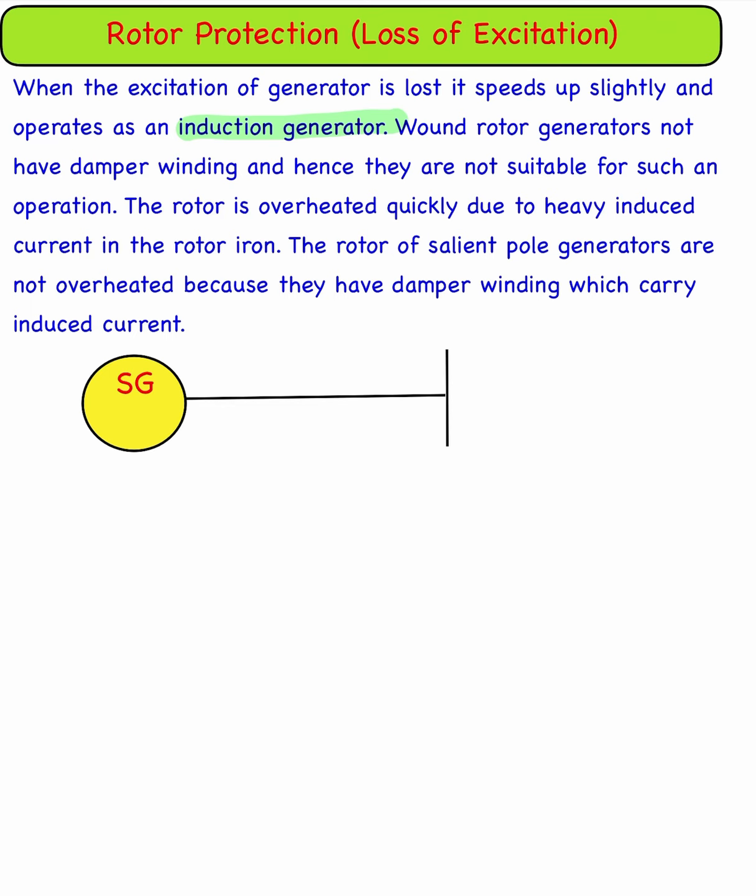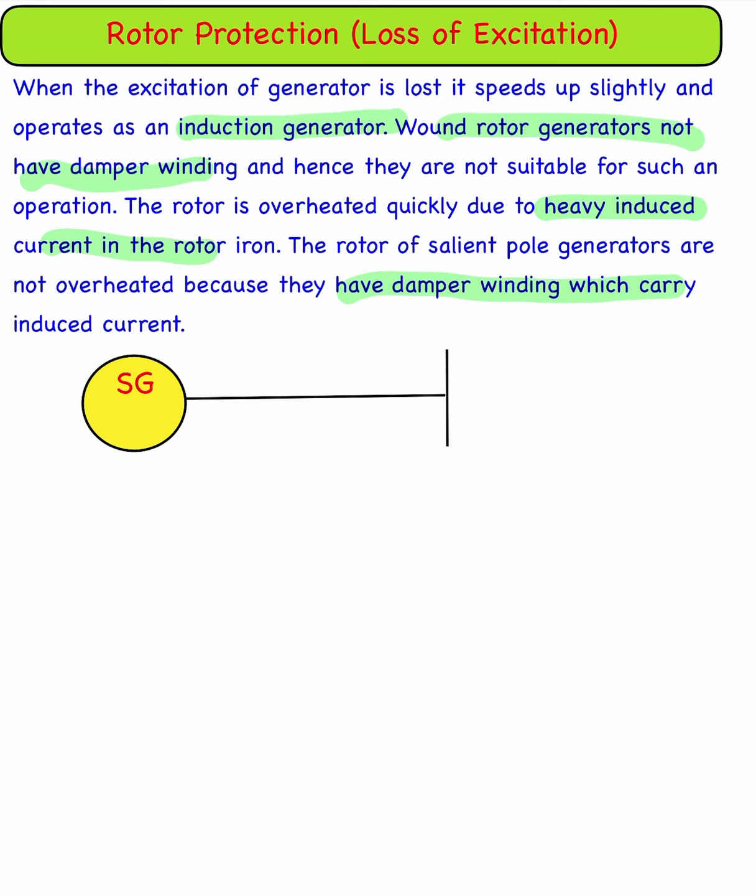So in the case of rotor protection, when the excitation of the generator is lost, it speeds up slightly. The wound rotor generators do not have damper windings, hence they are not suitable for this type of operation. The rotor is overheated quickly due to heavy induced current in the rotor iron. The rotors of salient pole generators are not overheated because they have damper windings, which carry the induced current.